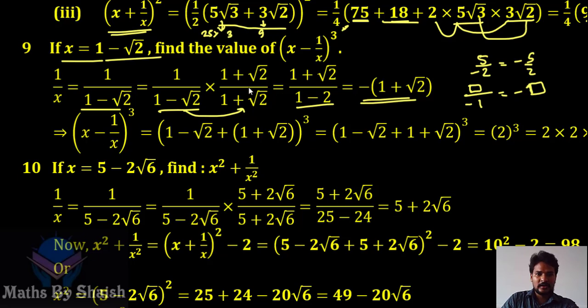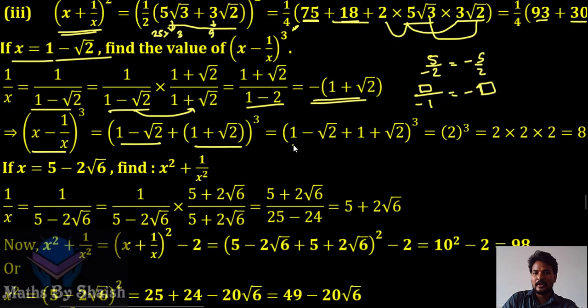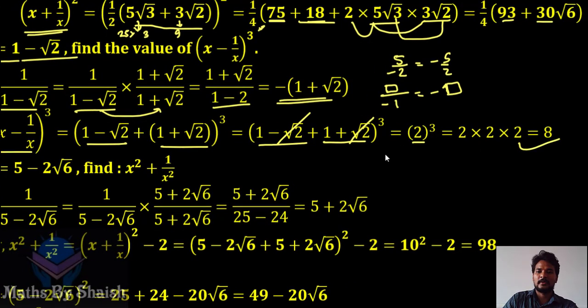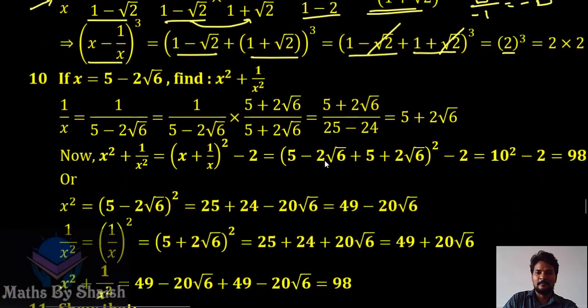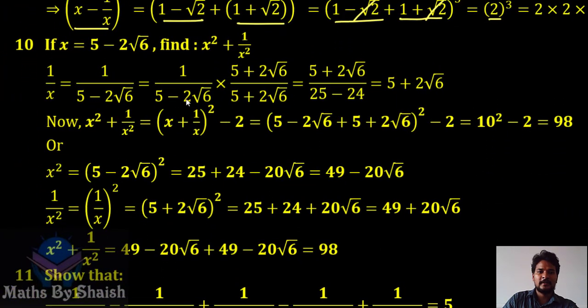So we require (x minus 1/x) whole cube. Now 1 over x is rationalized, the denominator is rationalized, so we can directly use it here. So x is 1 minus root 2 minus, and here it is also minus, so minus minus plus, 1 plus root 2. And if we open it, we get 1 minus root 2 and plus 1 plus root 2. Root 2 minus root 2 cancelled, 1 plus 1 is 2, and hence we got 2 cube, which is of course very easily obtained. It is 8.